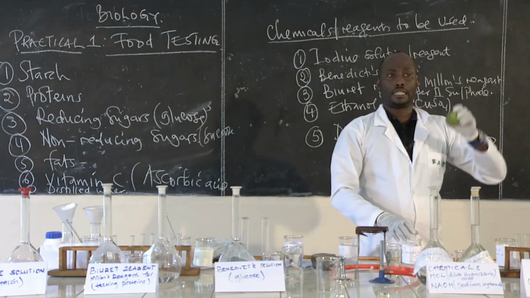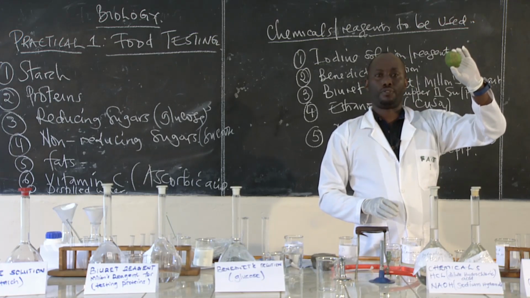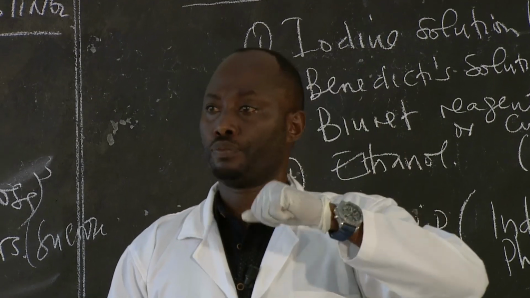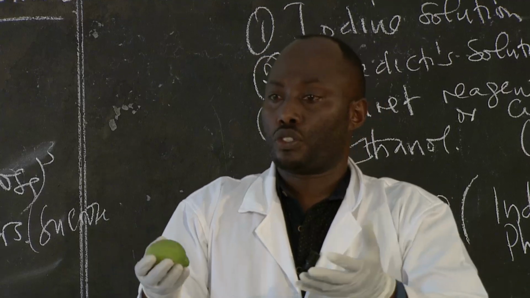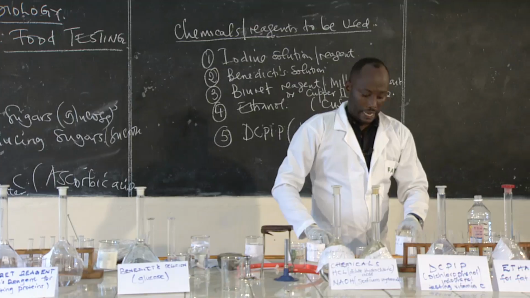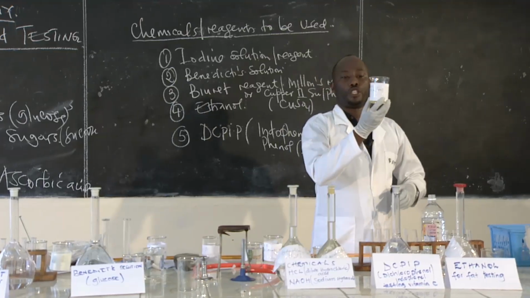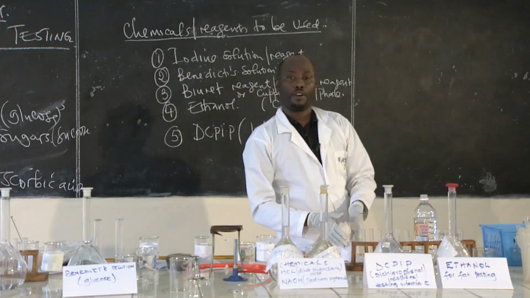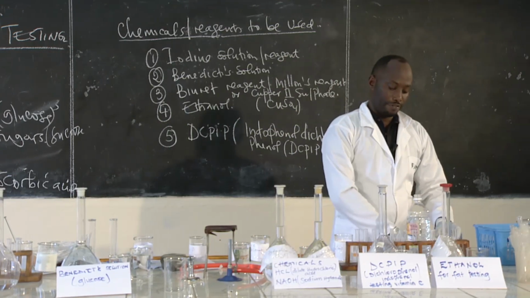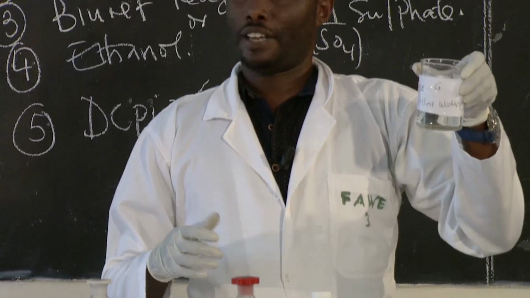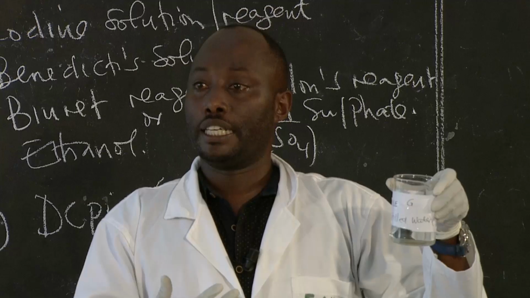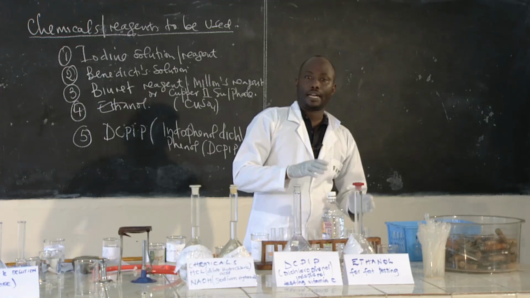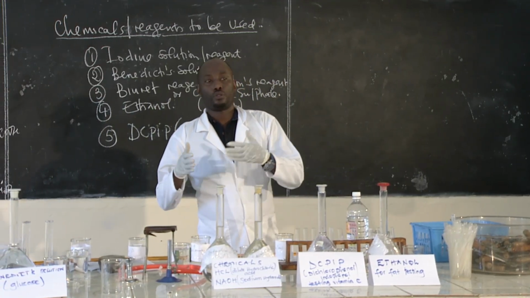We can also extract vitamin C from lemons, from these fruits. In all fruits, you can extract vitamin C. I have sample F, which is made up of cooking oil. I'm going to test the presence of fats in cooking oil. I have sample G, distilled water. If I say distilled water, it means it is water without any impurities. And I can ask you, why do I have to use distilled water?